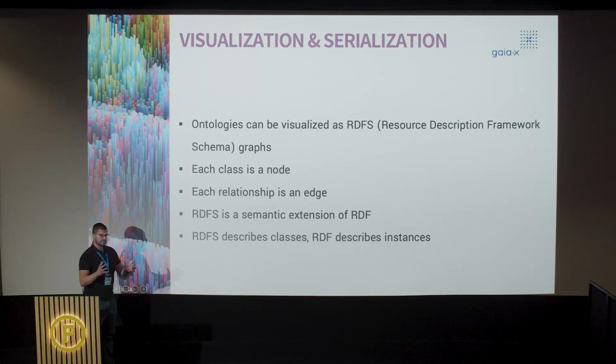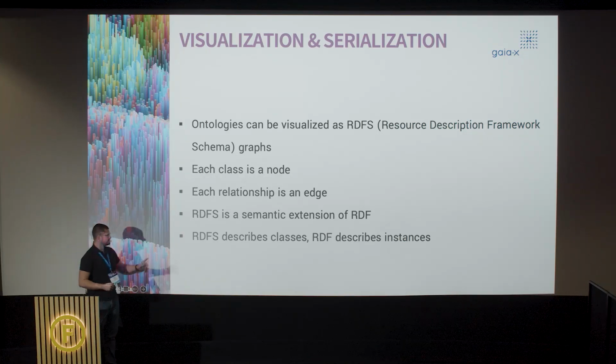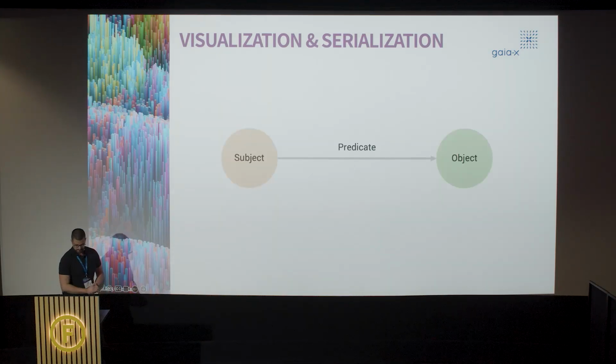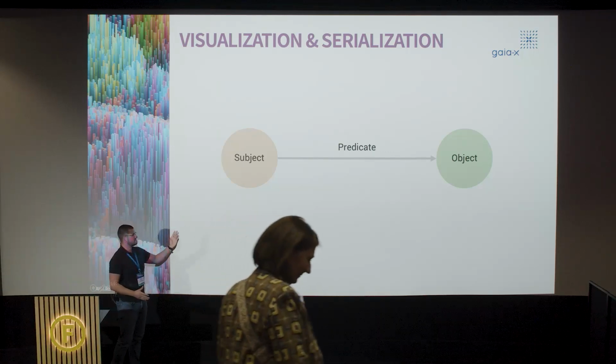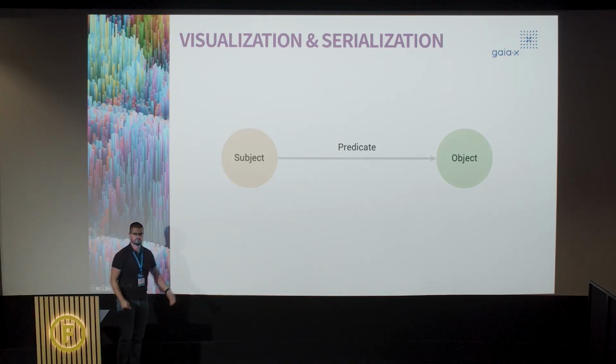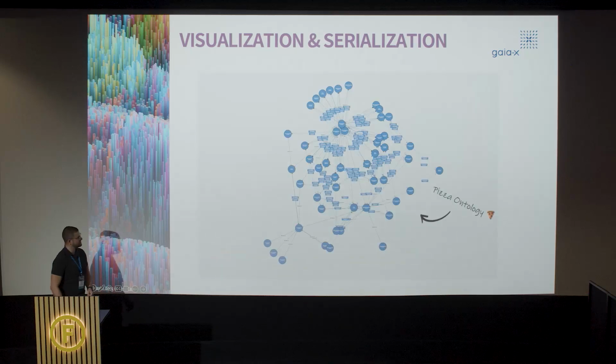So in these graphs, each class is going to be a node. Each relationship is going to be an edge. Pretty simple. And also, before I forget, RDFS is a semantic extension of RDF. That's the basics: subject, predicate, object. That's how we're going to build a whole ontology graph.